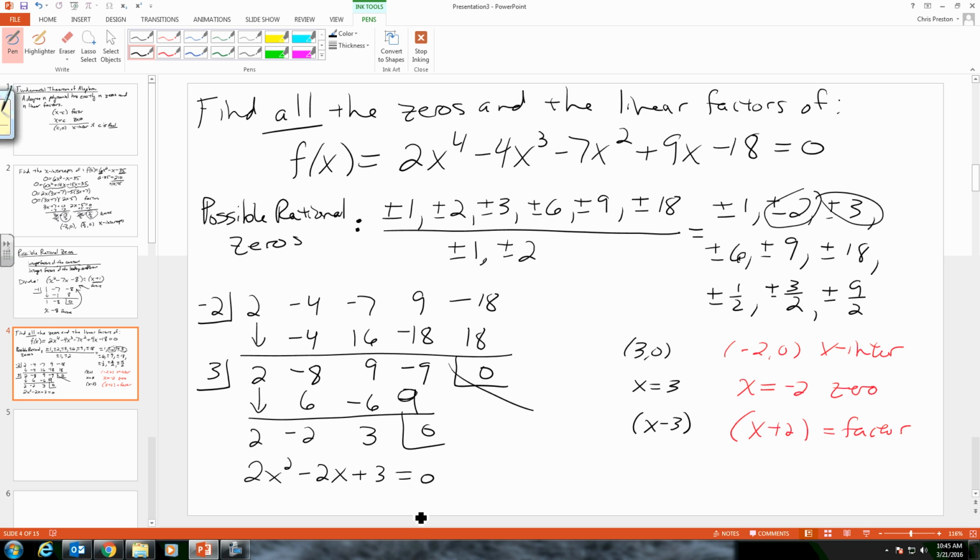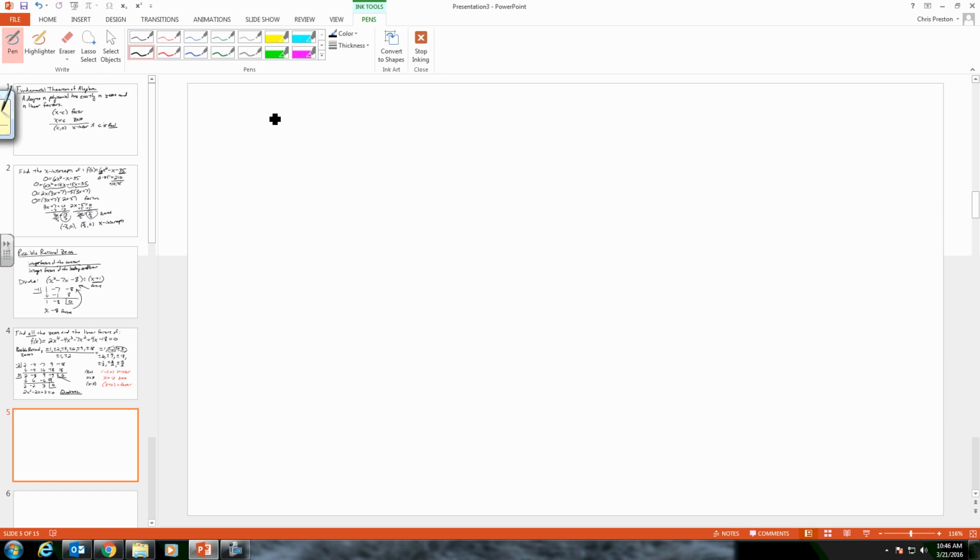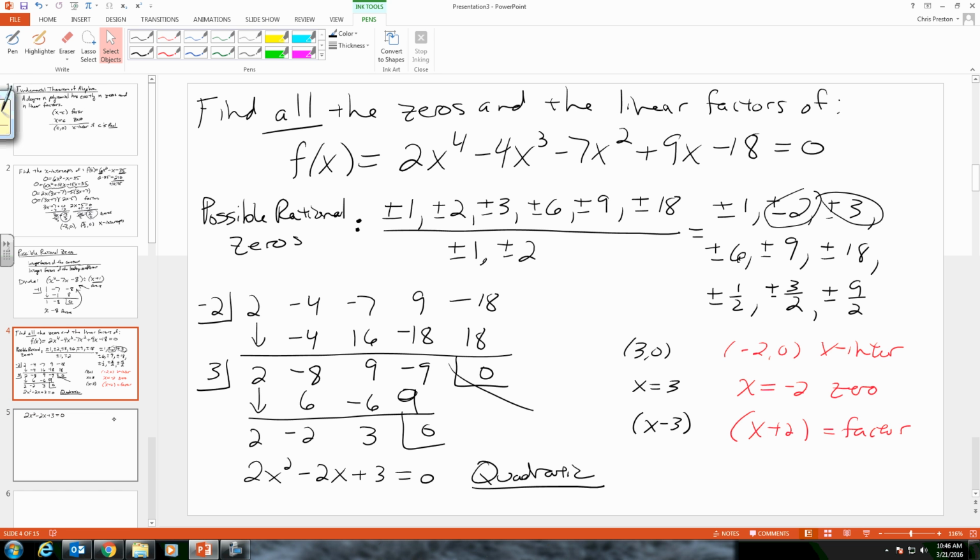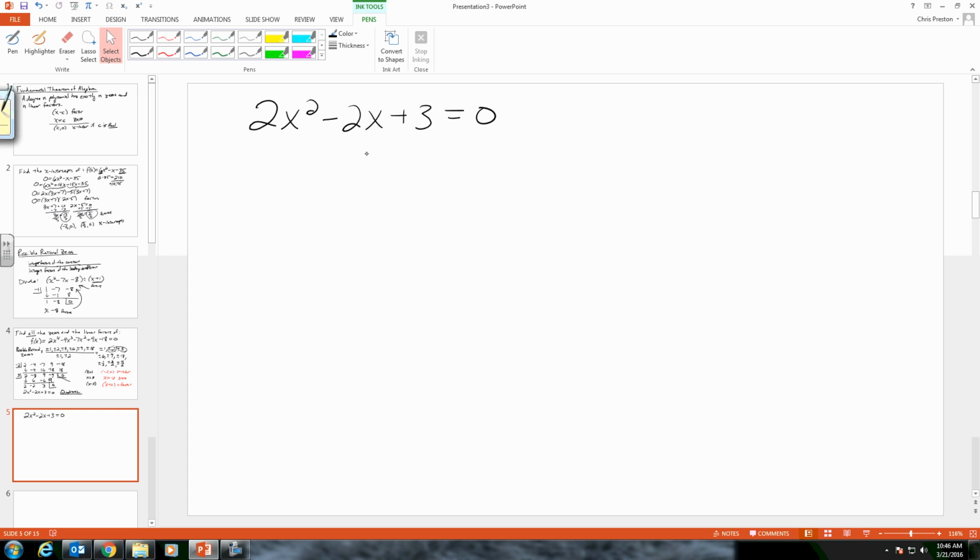And you could say, well, maybe I could factor that. But I don't think it's going to factor. One thing I will keep in mind, though, it is a quadratic. And we know we can solve any quadratic using the quadratic formula. So let's go ahead and write that. I had 2x squared minus 2x plus 3 equals 0. All right? 2x squared minus 2x plus 3. Okay. Yep. So that's a quadratic. I'm going to use the quadratic formula.